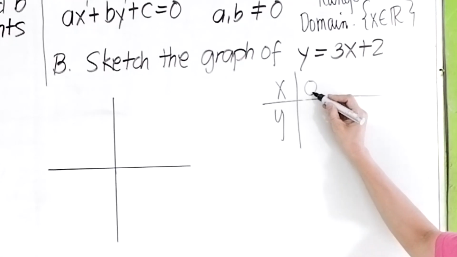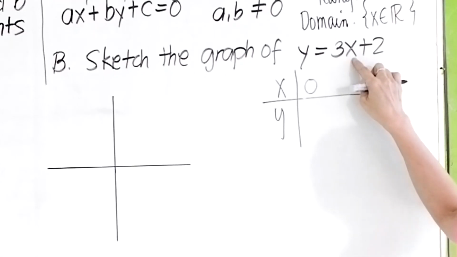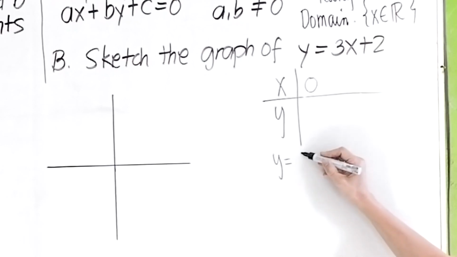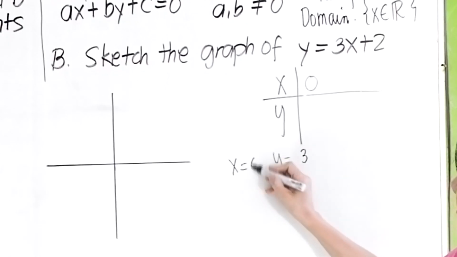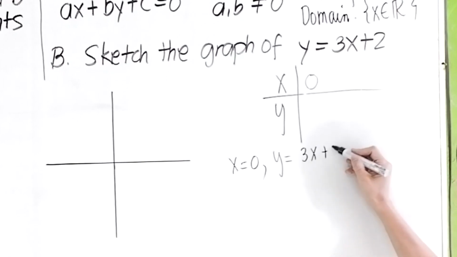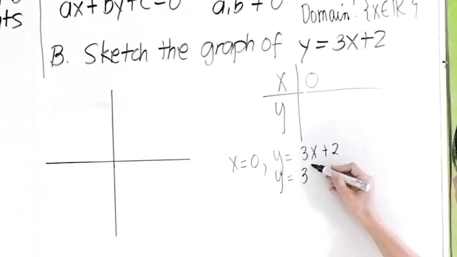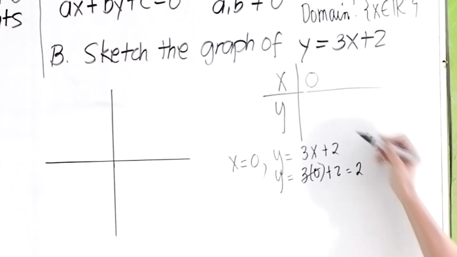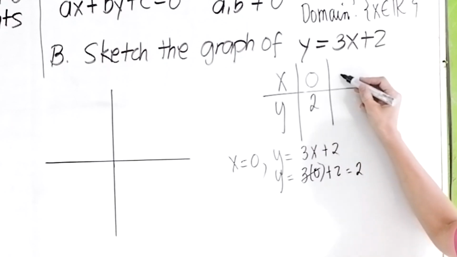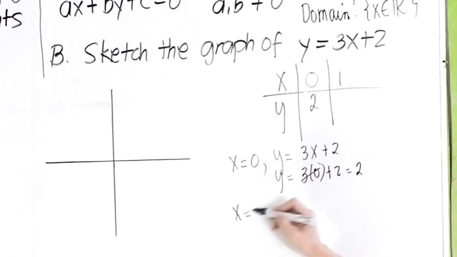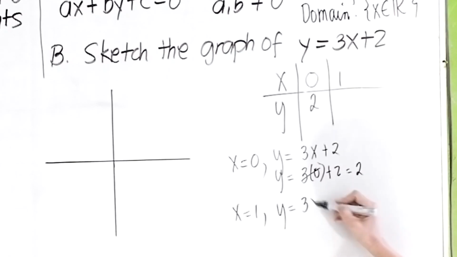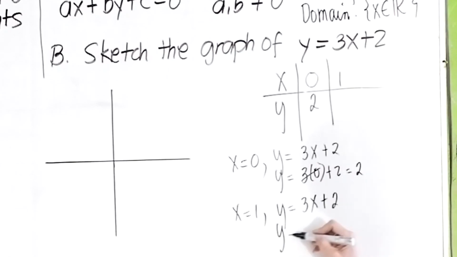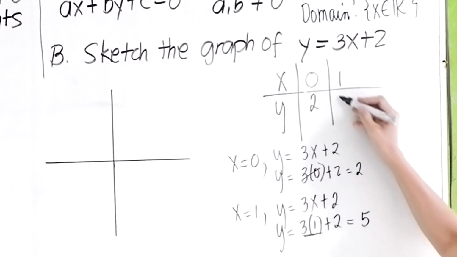So when x is 0, what happens? Let me do it step by step. When x is 0, y is 3x plus 2. So you have y is 3 times 0 plus 2, right? 3 times 0 is 0 plus 2 is 2. There. When x is 1, you can actually do it mentally if you want. So substitute 1 here, so 3 times 1 plus 2. 3 times 1 is 3, plus 2, that is 5.